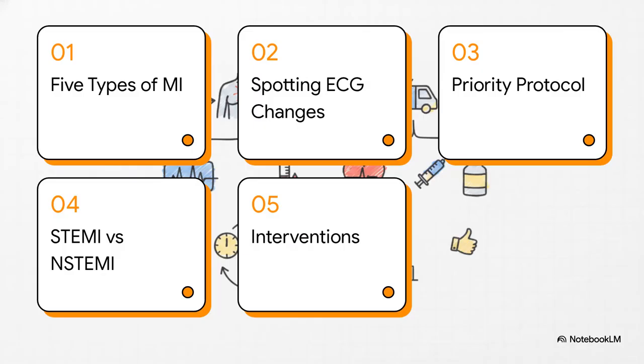Let's get to it. All right, let's take a quick look at our mental roadmap for today, which is structured to perfectly mirror a patient's journey. We'll cover 1, the 5 types of MI, 2, spotting the ECG changes, 3, the priority OANM protocol, 4, STEMI versus NSTEMI treatment, and finally, 5, interventions and complications.